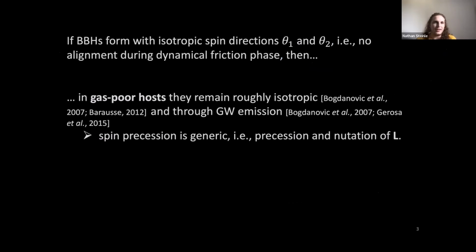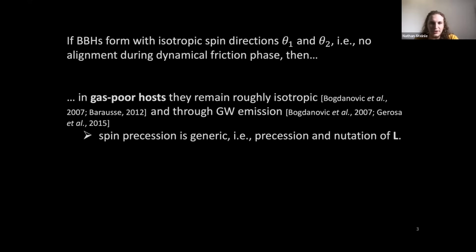So if we start from the assumption, which is a rather generic assumption, that the binary black holes form with isotropically oriented spin directions, which is to say that there are no alignment mechanisms during the dynamical friction phase at the earliest phases of black hole pairing, then these isotropic spins, if the binary evolves in a gas-poor host, will remain roughly isotropic all the way through the gravitational wave emission phase, which implies that the spin precession experienced by these black hole binaries would be generic, meaning that the orbital angular momentum will precess and nutate about the total angular momentum.